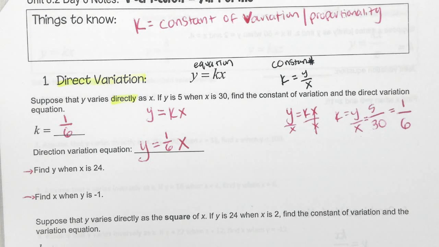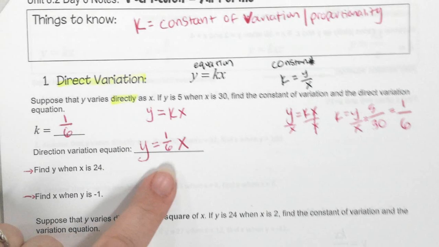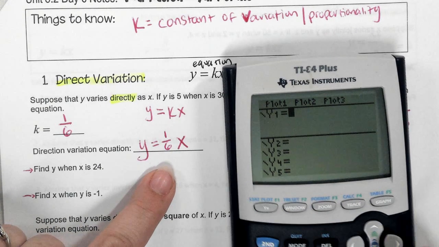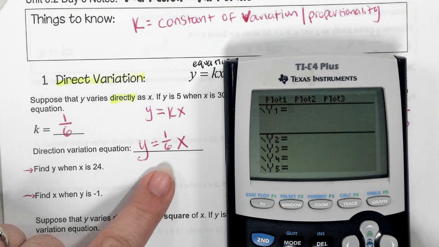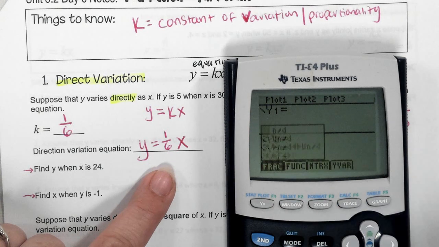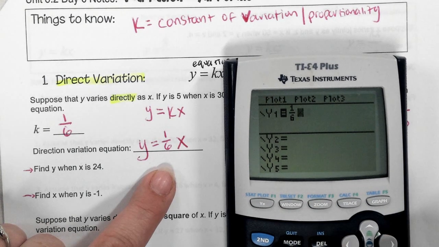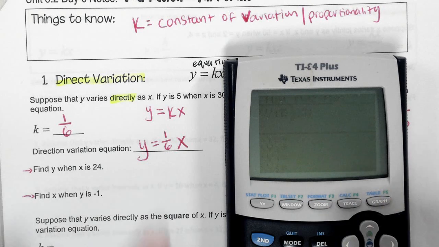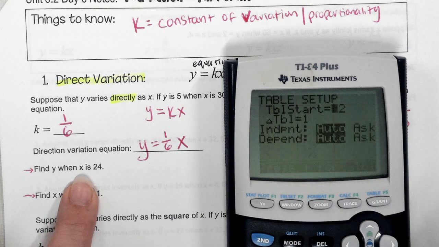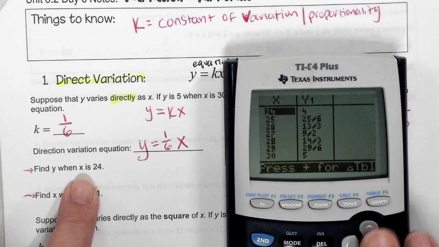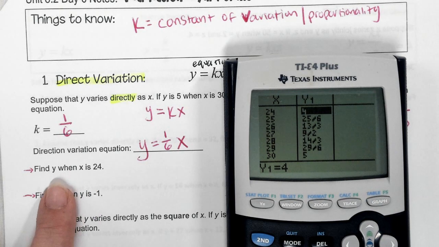Okay, there are 2 ways to find the next 2 answers. It says find y when x is 24. Well, you know the equation. Can you type it in your y equals? Yes. Okay, go to our table. We're looking for when x is 24. And what do I get? Y is 4.